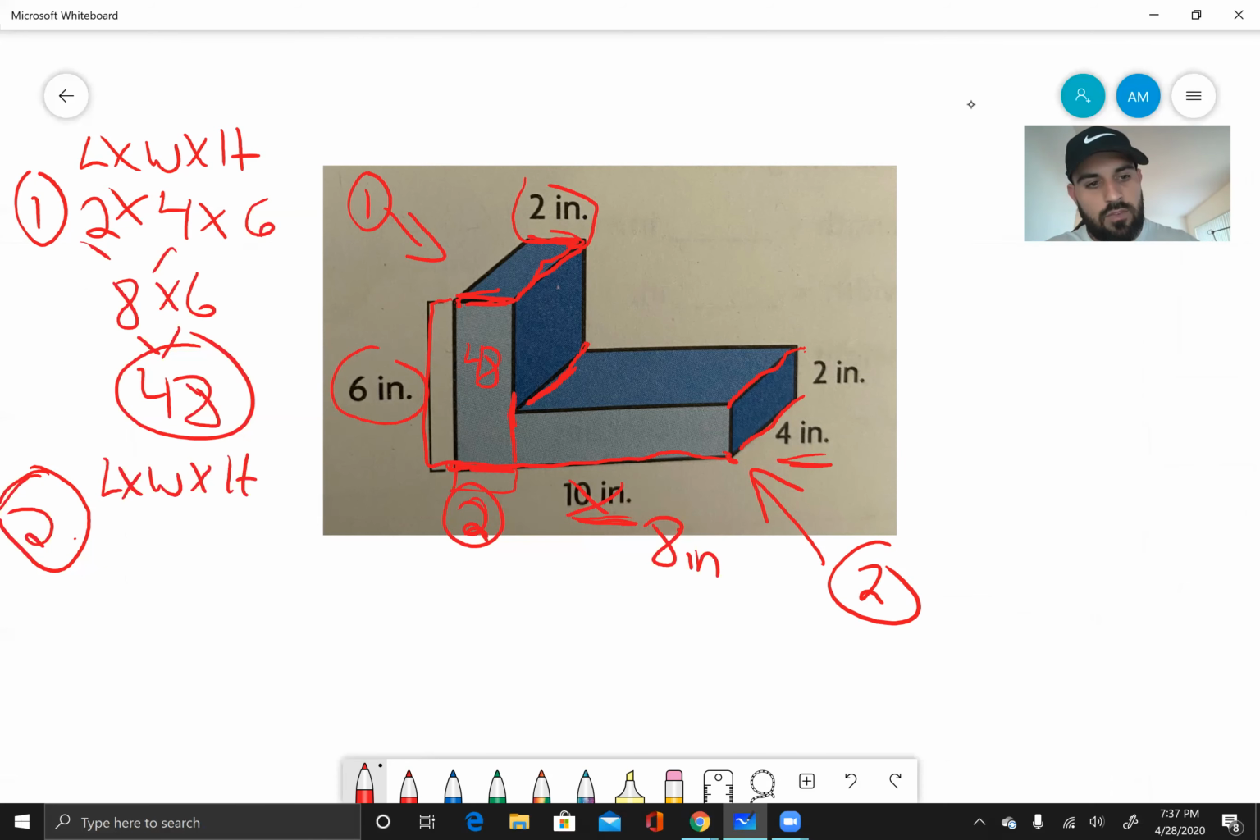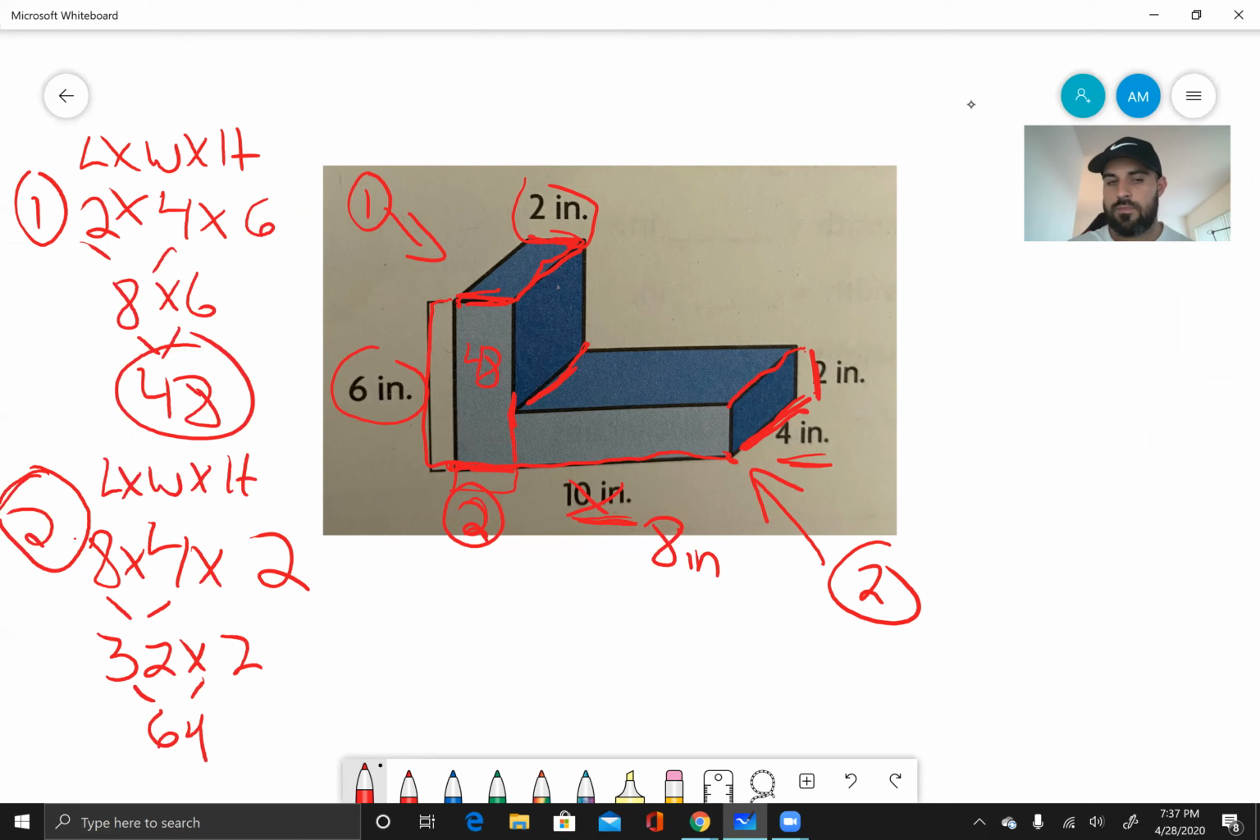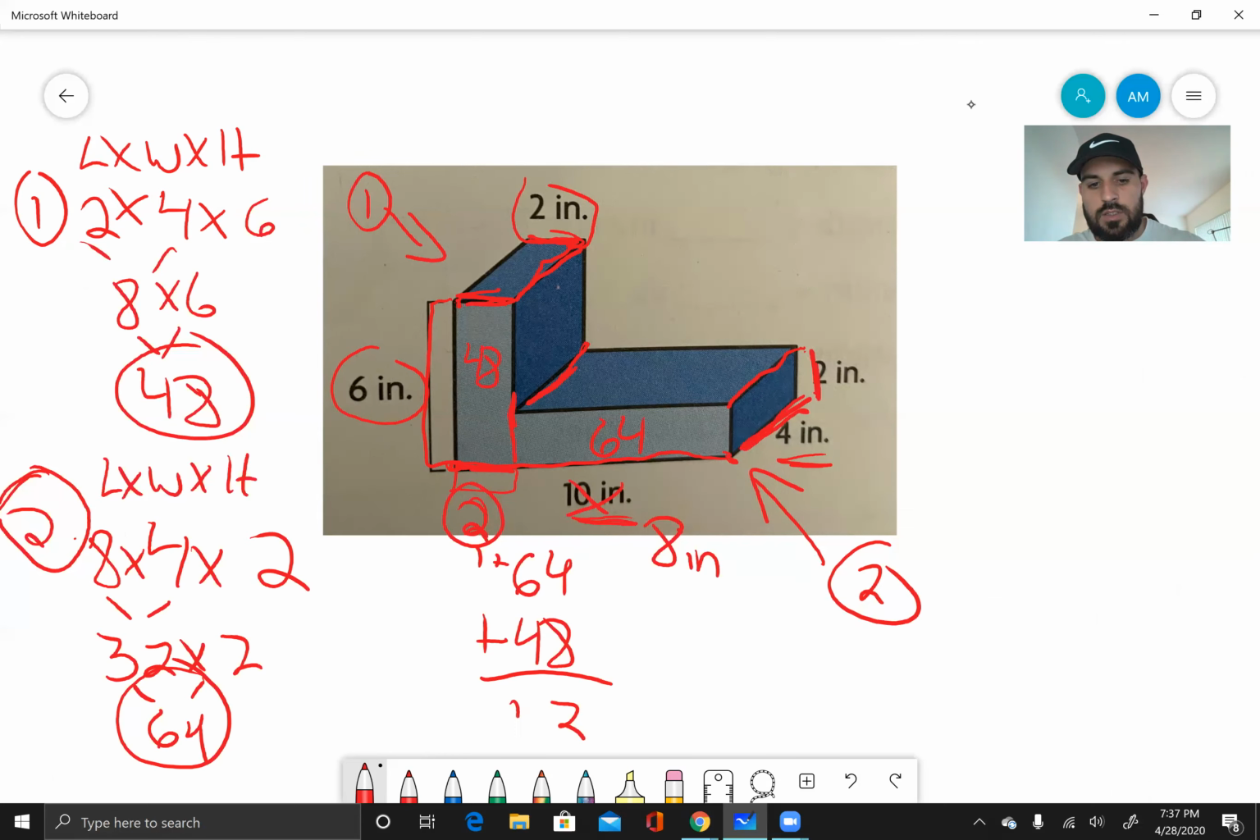So I know I have the length of 8. I know I still have my width of 4, and I have my height of 2. 8 times 4 is 32, times 2, 64. Last but not least, add figure 1 and figure 2 together, and you will get your answer. 48 plus 64: 8 plus 4 is 12, 1 plus 6 is 7, plus 4 is 11. So your answer would be 112 cubic inches.